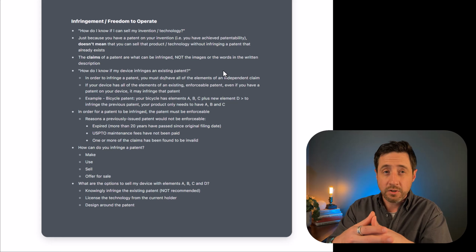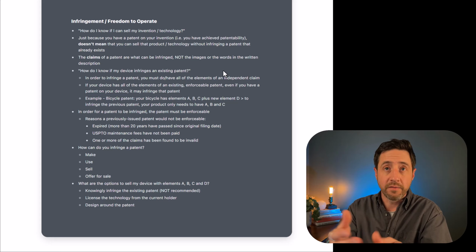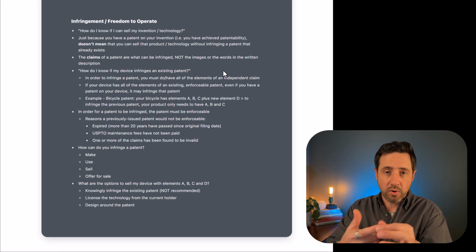That's not super common, but it does happen. But assuming that none of those are true, assuming that it is a patent that's been issued, it's not expired, it's not abandoned, and it is an enforceable patent, what would you have to do in order to infringe that patent? So infringing a patent is done typically by one of 4 things: making, using, selling, or offering for sale.